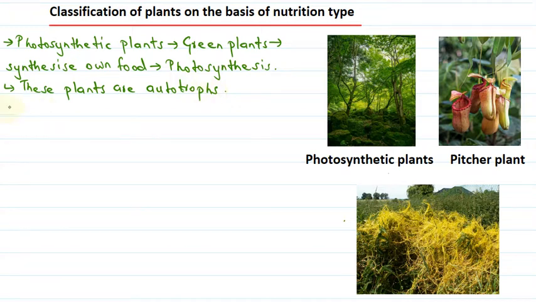For example, all green plants, like the banana plant, mango trees, etc. All these plants and trees are green, that is, they have chlorophyll, and due to the presence of chlorophyll, they can capture sunlight, absorb water from the soil, absorb carbon dioxide from the atmosphere, and synthesize food in the form of glucose by the process of photosynthesis. Thus, they are autotrophs.